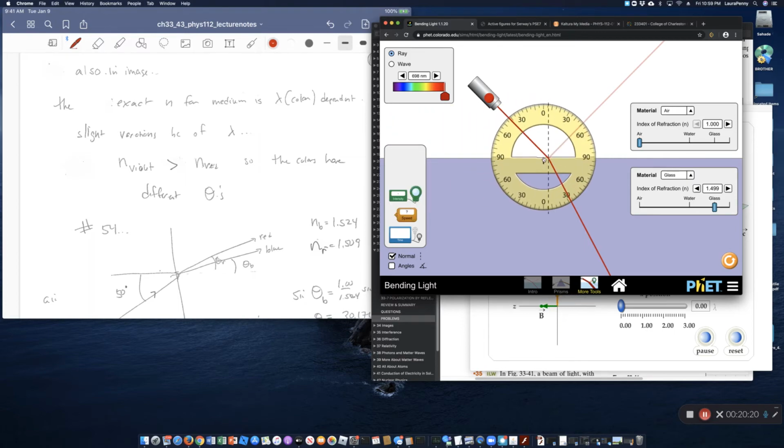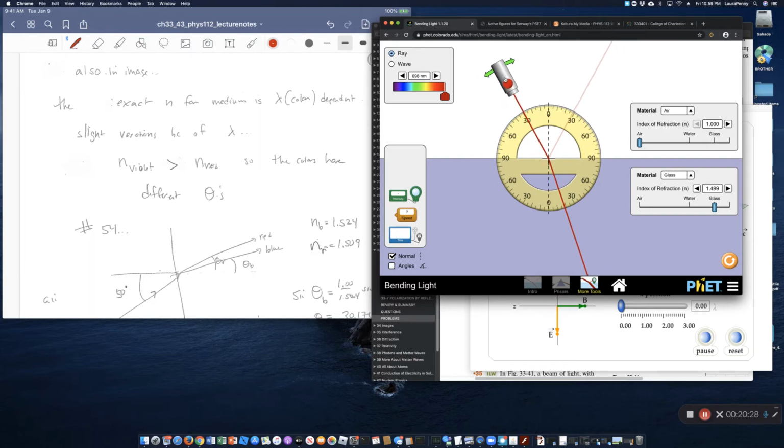We can also move this protractor over here so we can actually measure. That's an incident angle of 30 degrees. Notice that the reflected angle is also 30 degrees, or pretty close to it. Then we can measure our transmitted angle, the angle down here in the glass. What's interesting is it's just shy, right around 29 degrees.